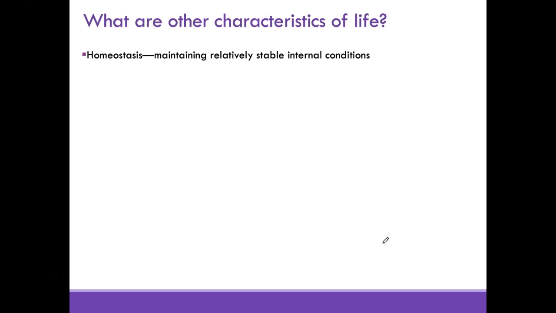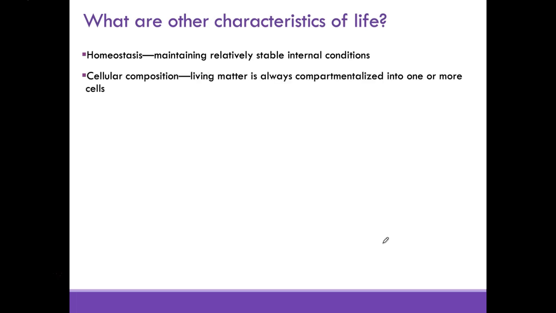So what are other characteristics of life? We said that homeostasis was the first one, the relatively stable conditions that all living things must maintain. But all living things have other characteristics that they share as well. One of the major ones is being made of cells. All living things are made of cells, right? Living matter is always compartmentalized into one or more cells. We'll talk a lot more about that in a future chapter.